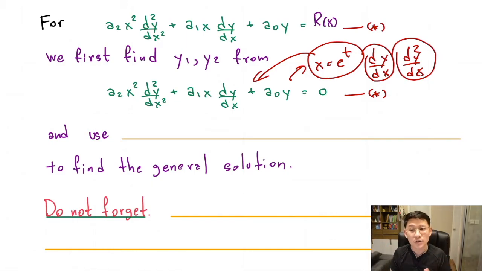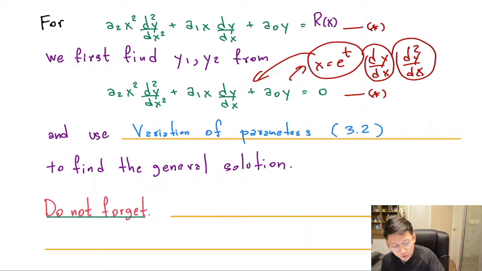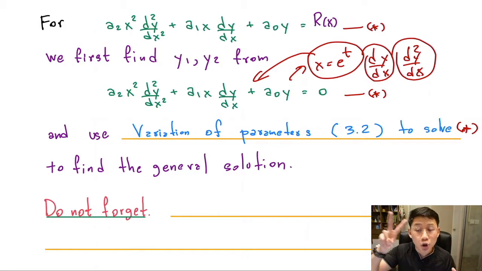We should get y1 and y2. And after that, once we have y1 and y2, we can just use the variation of parameters, which is section 3.2, to solve the equation star. So we first find the two solutions when R(x) is 0.